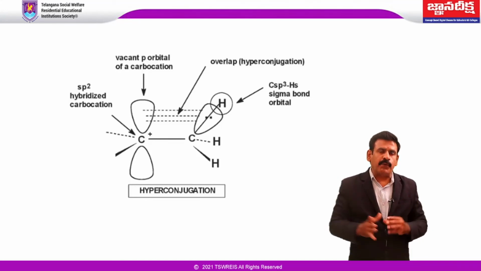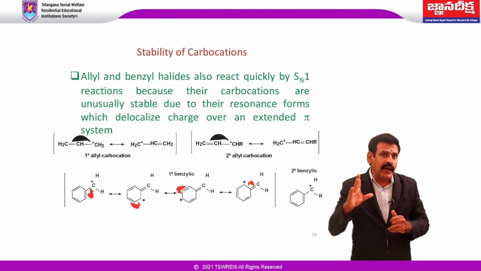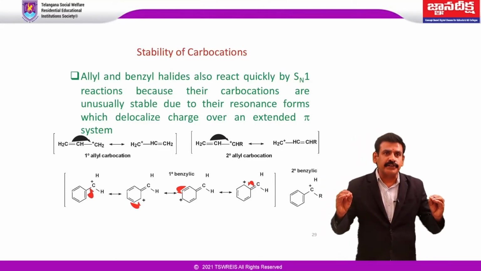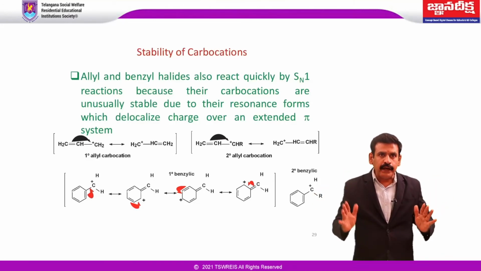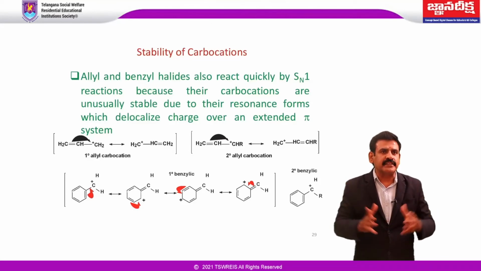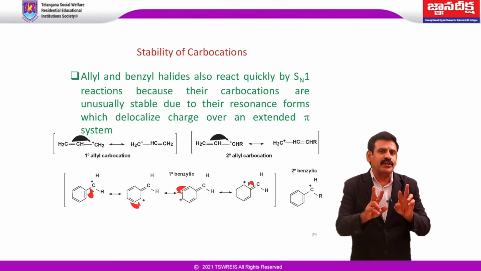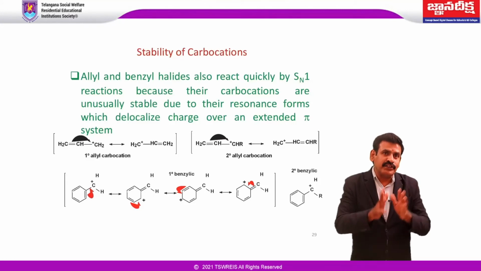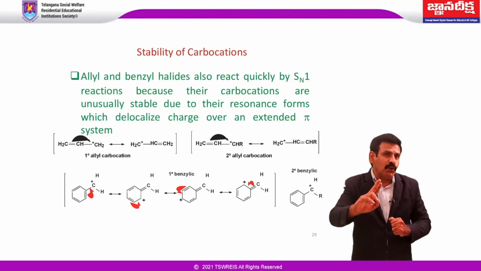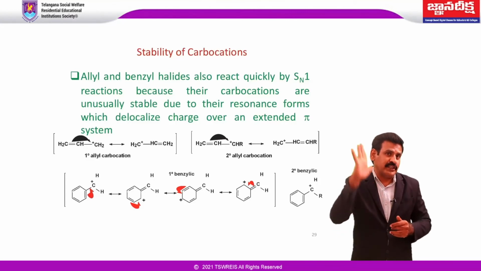Next, stability of carbocations. This is also another factor. Allyl and benzyl halides also react quickly by SN1 reactions because their carbocations are unusually stable due to their resonance forms, which delocalize charge over an extended pi system. See here, primary allyl carbocation, secondary allyl carbocation. They both have two different resonance structures. The resonance gives more stability. That's why allyl and benzyl halides also react quickly by SN1, but they do not undergo SN2 reaction.